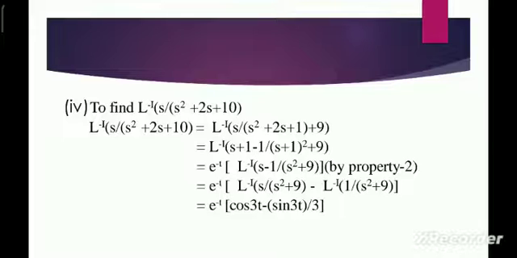the 10 is split into 1 plus 9 in order to get either s plus a or s minus a format. So the denominator s square plus 2s plus 10 is rewritten as (s plus 1) the whole square plus 9. When you expand it, we'll get s square plus 2s plus 10. So in the denominator, s is in the form of (s plus 1) the whole square plus 9.